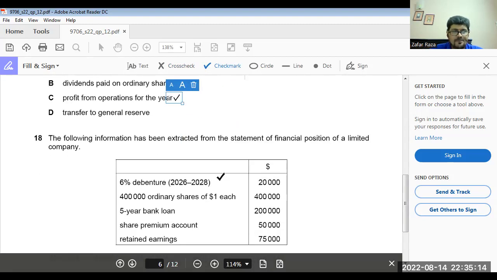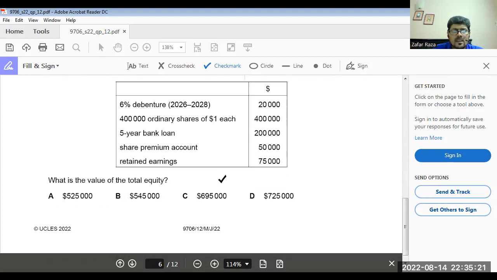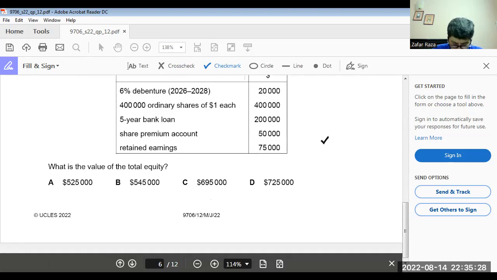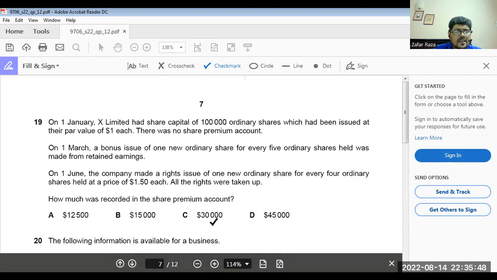Okay. The following information has been extracted from the statement of financial position of a limited liability company. Value of total equity. What items are included in total equity? Okay. See, ordinary share capital, how much? 400,000 plus share premium 50,000 plus retained earnings 75,000. 525,000. A option is the answer. Okay. 19.